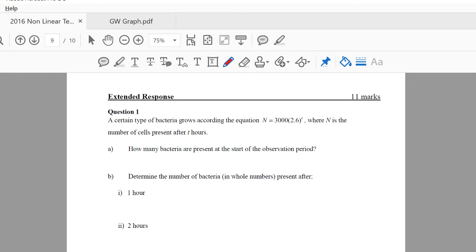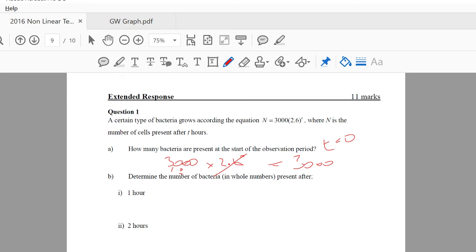Okay, next question. A certain type of bacteria grows according to that equation, 3,000 times 2.6 to the power of t, where n is the number of cells present after t hours. So how many bacteria are present at the start of the observation period? Start of an observation period always implies that t equals 0. So if I make t equals 0, this will be 3,000 times 2.6 to the power of 0, which by the way we know is 1. So it's just going to be 3 grand, a nice easy mark.